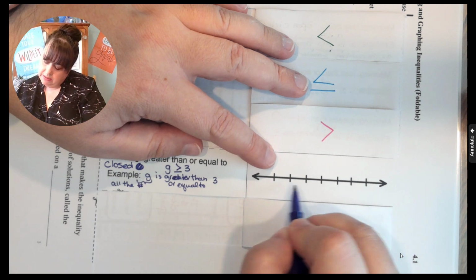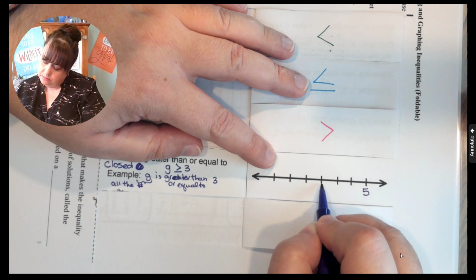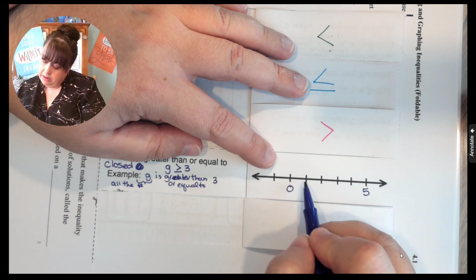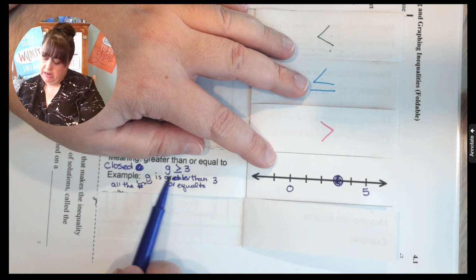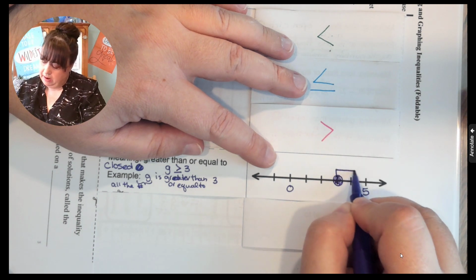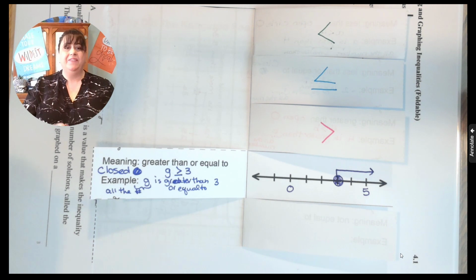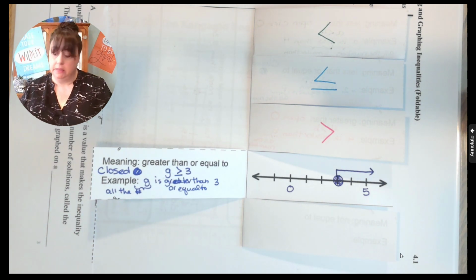So then 3, so I'm going to start with my 5, 1, 2, 3, 4, 5, there's my downbeat. And at 3, 1, 2, 3, it's a closed circle. G is greater than, so all the numbers are greater than 3. I can do that one in my head. All the numbers are greater than 3. But if I can't do it in my head, that's okay, because then we test a point.